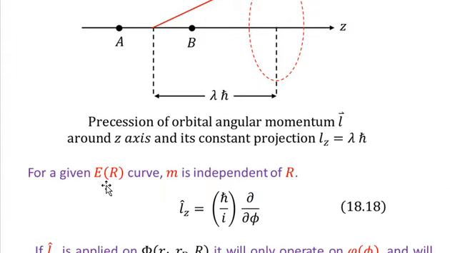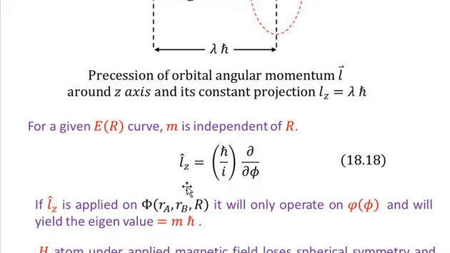For a given eigenenergy E of R, or for a given potential energy curve, m is independent of R. And Lz in the quantum mechanical form can be represented as an operator. So the Lz operator will be equal to h bar over i multiplied by partial derivative with respect to phi. So this is the quantum mechanical form of the Lz operator.